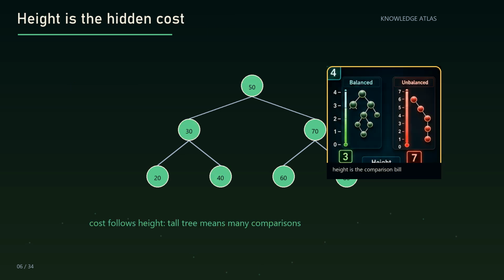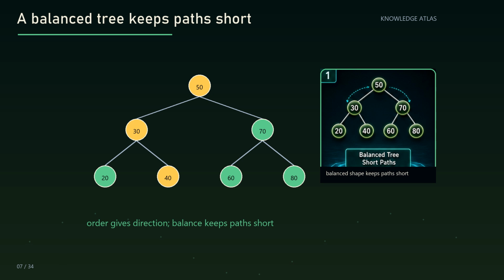The number of comparisons depends on height, how many links the longest root to leaf path has. A short tree gives short searches. A tall tree gives long searches. Same values, different shape, different cost. Balance does not mean perfectly symmetric. Think of a city map with many short branching roads, not a perfect drawing. The tree is allowed to lean a little, it just refuses to let searches drift into long corridors.